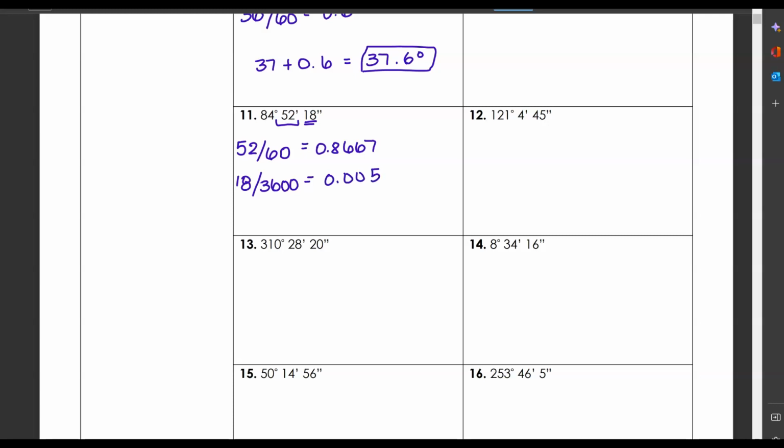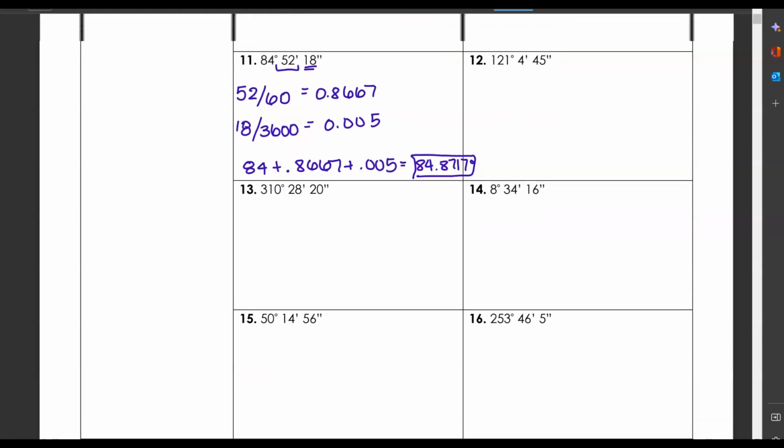All right, so then our last step is we take our degrees, 84. We're going to add the minutes as a decimal, 0.8667, and then we're going to add the seconds as a decimal as well, for a total of 84.8717 degrees. Okay.